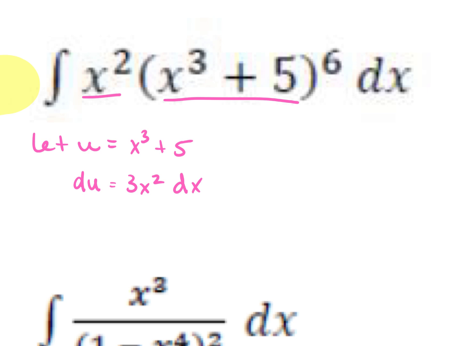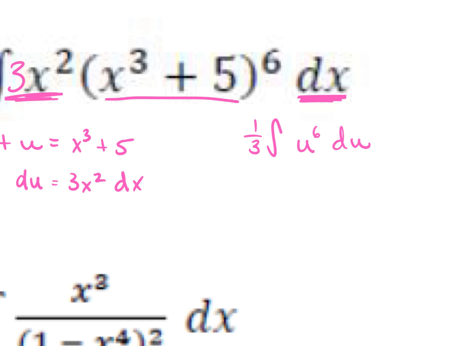So I have an x squared dx, but I'm missing the 3. So if I put a 3 in here, what else do I have to do? Put a 1/3 on the outside. So I have 1/3 times the integral of 3x squared dx is going to change to be du. And then the x cubed plus 5 would be u. So I have u to the 6th power du.